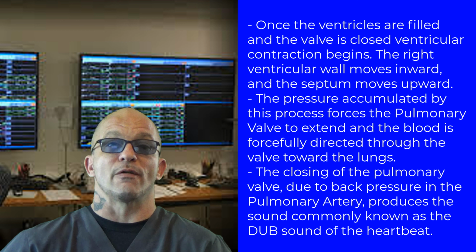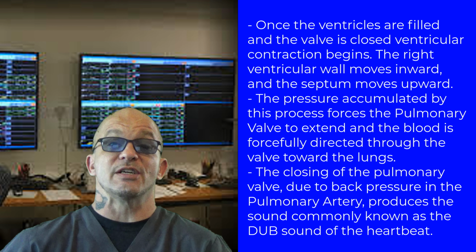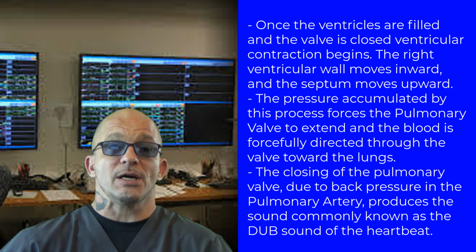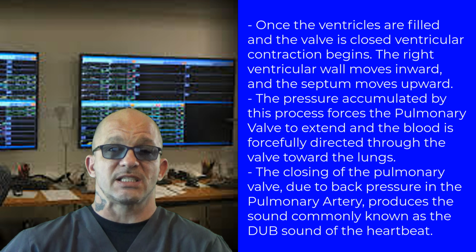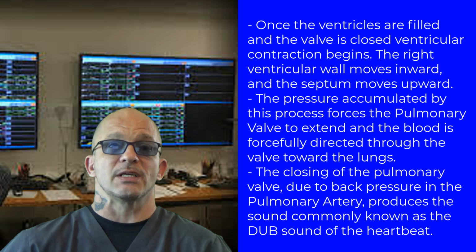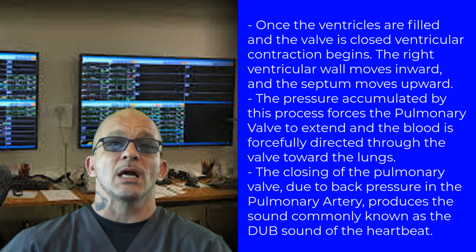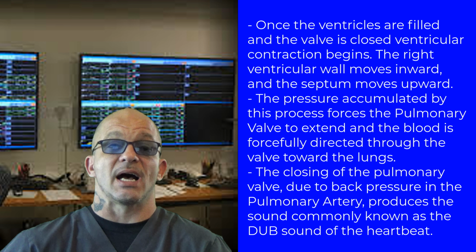Once the ventricles are filled and the valve is closed, ventricular contraction begins. The right ventricular wall moves inward and the septum moves upward. The pressure accumulated by this process forces the pulmonic valve to open, and the blood is forcefully directed through the valve toward the lungs. The closing of the pulmonic valve, due to back pressure in the pulmonary artery, produces the sound commonly known as the dub sound of the heartbeat.